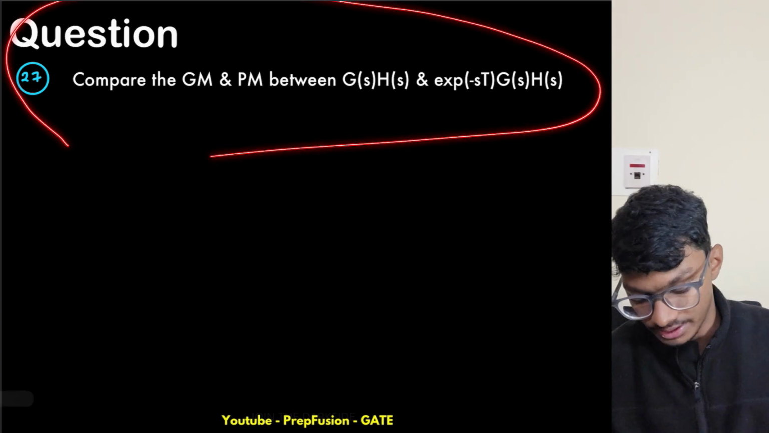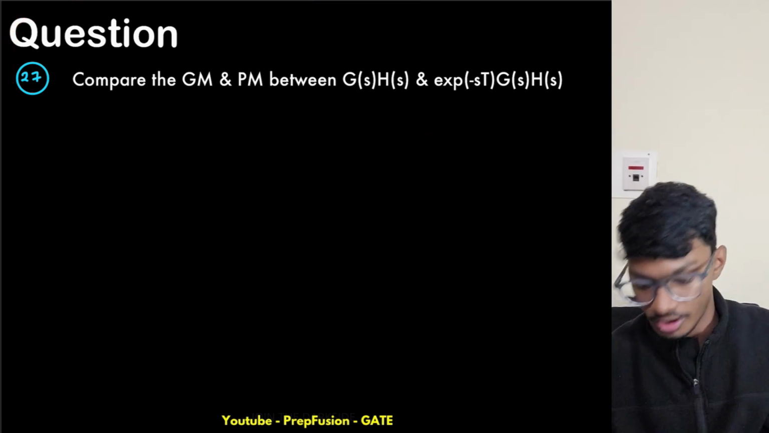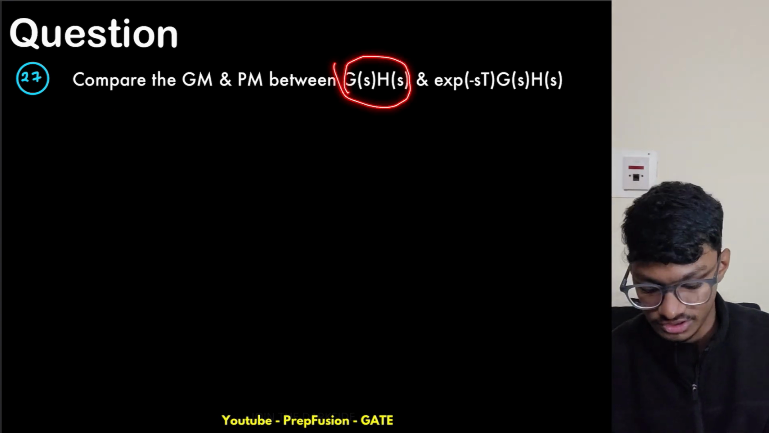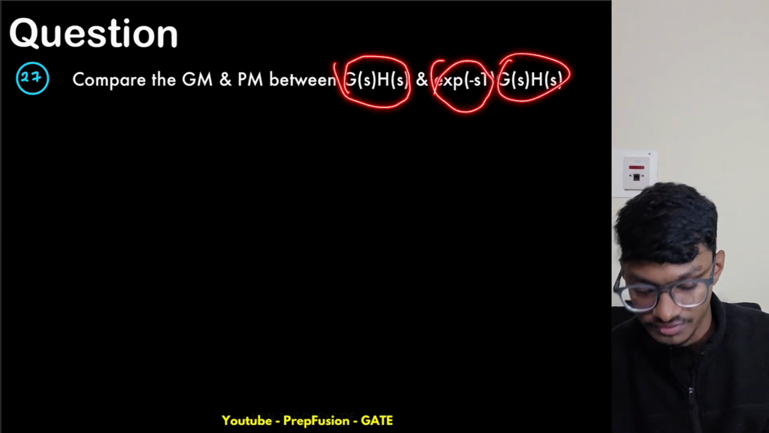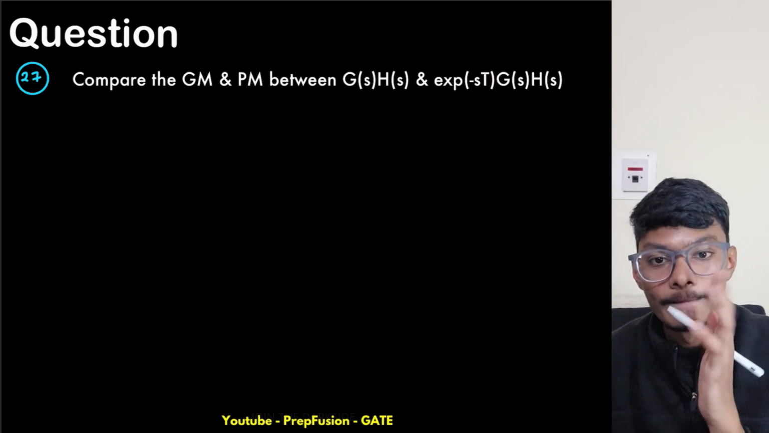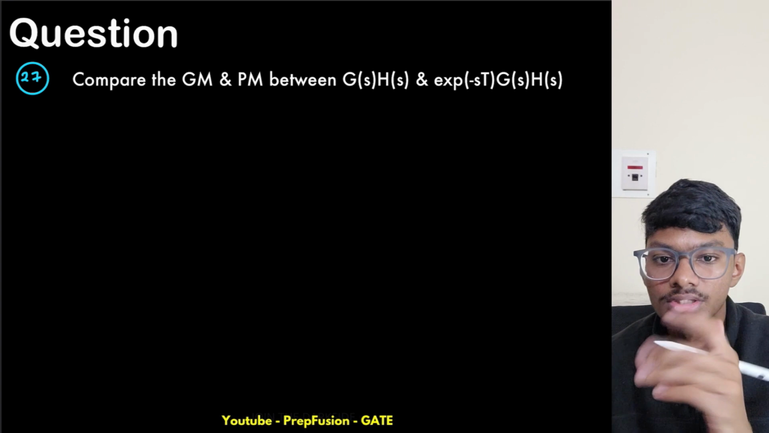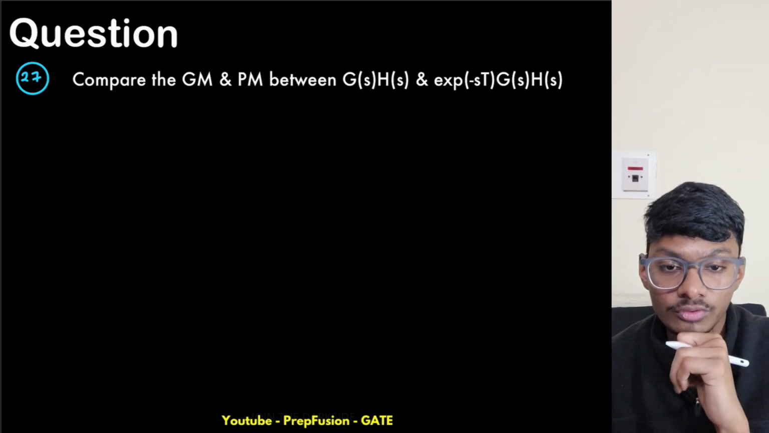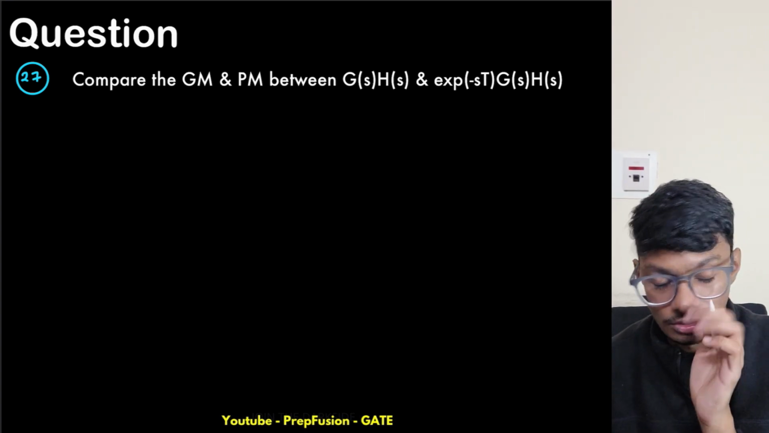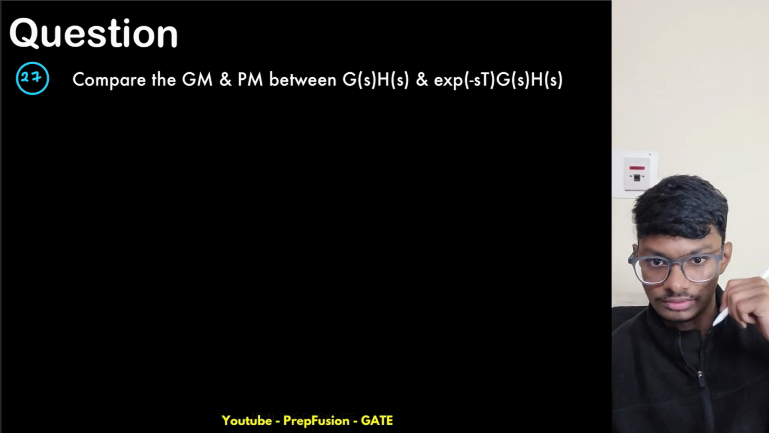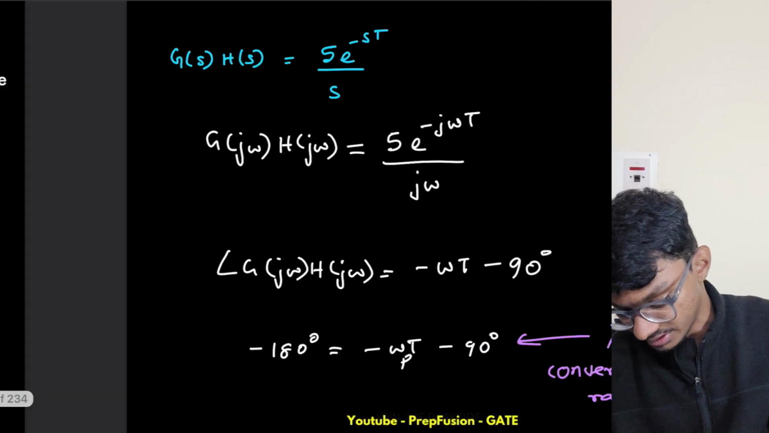So the example has come up, right? What do you have to do? You have to compare the gain margin and phase margin between G(s)H(s) and exponential times G(s)H(s). What does this mean? Basically, you take any OLTF, right? What is the easiest OLTF you can take? You take a type 0 OLTF, sorry, type 1 OLTF, so that only one pole at s equals 0, and you have this. You take this example itself, okay?